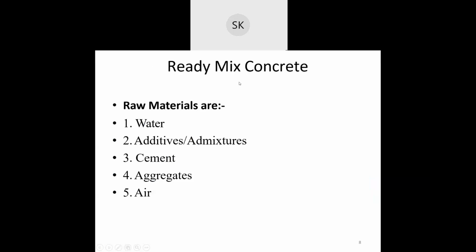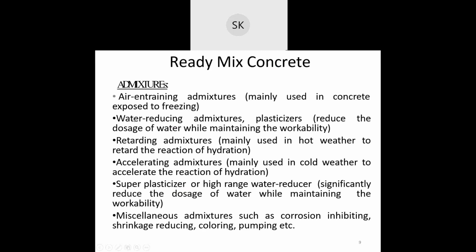So what are basically the raw materials? Raw materials: water, additives or admixtures, we use this to increase the setting time, cement, aggregates and air. Air will be there. You don't need to provide extra air. So basically water, additives or you can say admixtures, cement and aggregate.